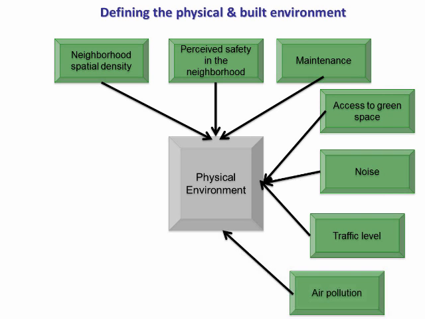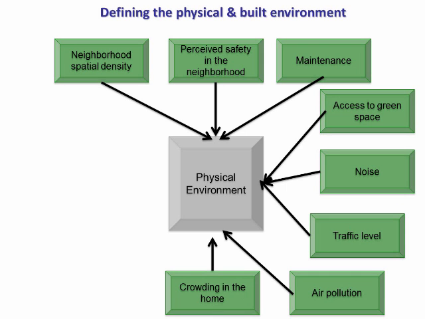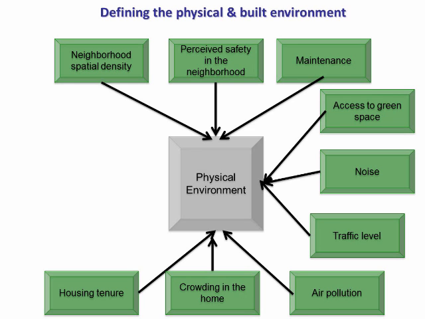Traffic level, air pollution, and again, I think in the last 7 years or so, there's been a huge increase in the number of air pollution papers as well. Things like crowding in the home, I'm interested in. They're both a socio-economic marker, but also there might be a physical effect of that on your mental health. Housing tenure, so again, this shares a socio-economic aspect.